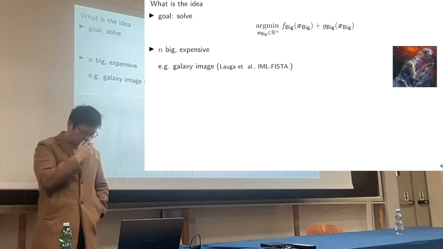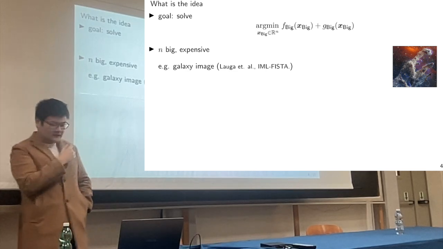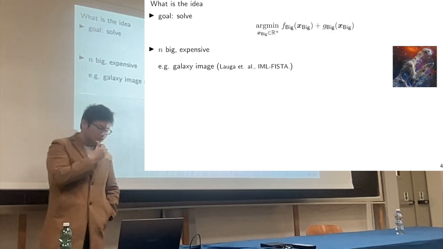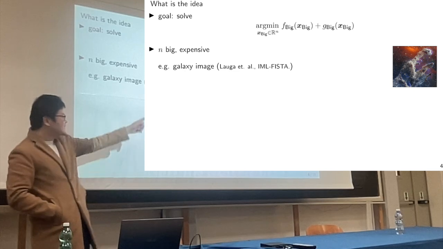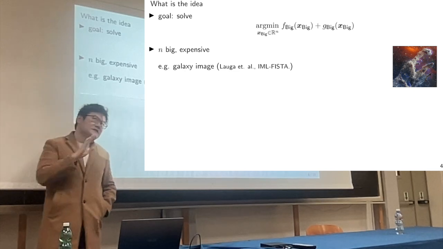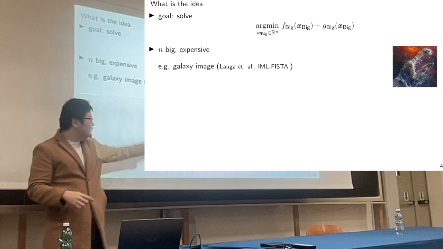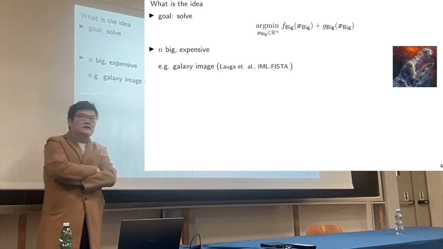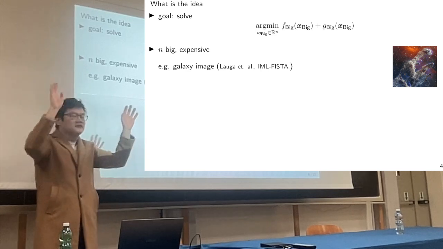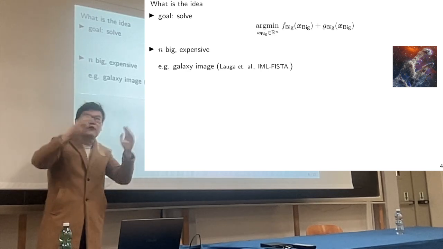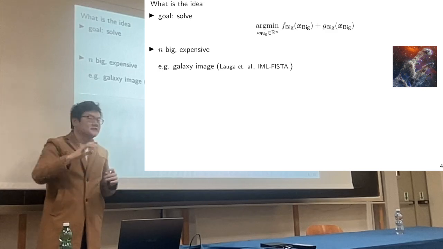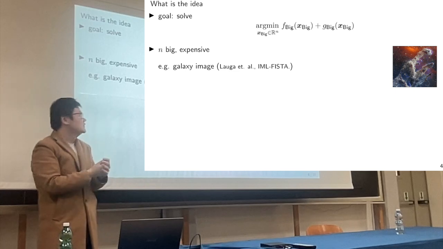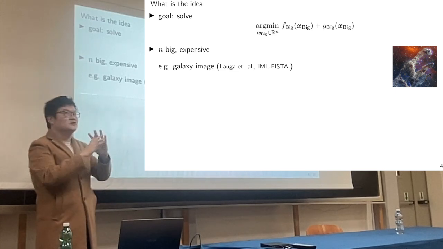What's the idea? Very, very simple. We want to solve this. Now I have the same expression, minimize f plus g. I have a big problem here. What does big mean? For example, a galaxy image. A similar idea has been used by a French group in France that tries to image the universe, a black hole image, with many hard disks. It's too expensive to compute even on a small computer. Then the problem is just too big.